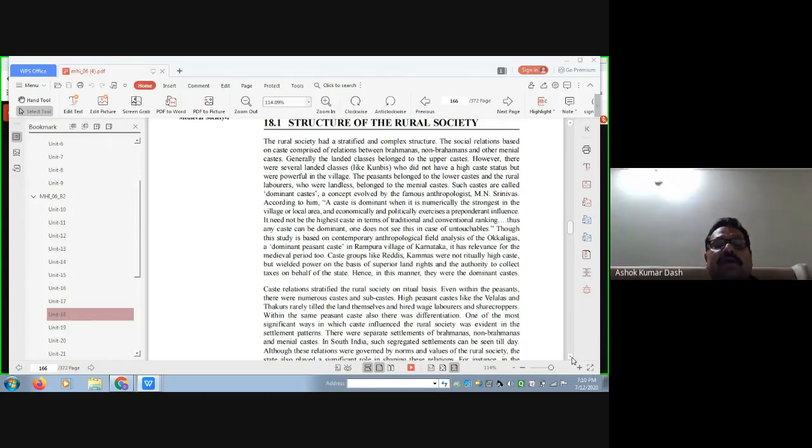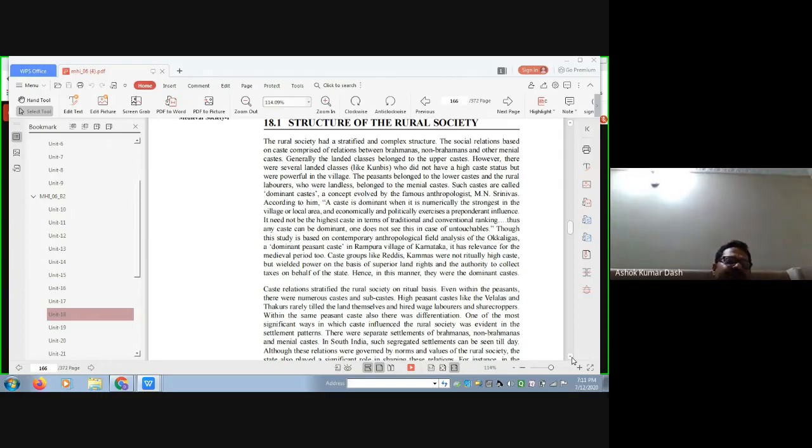For example, in a Brahmin sasan, in a Brahmin village, as the number of Brahmins is large, they are dominant in that village. Similarly, in a village having only agriculturalists, the Chasa caste, they were dominant. Therefore, M.N. Srinivas has given this idea that a caste is dominant when it is numerically the strongest in the village or local area, and economically and politically exercises a preponderant influence.